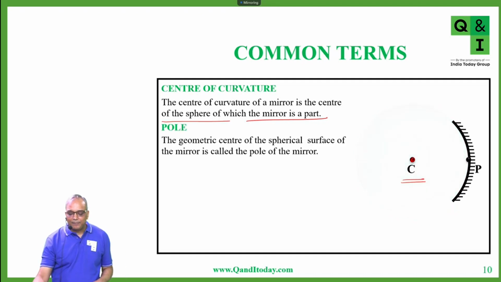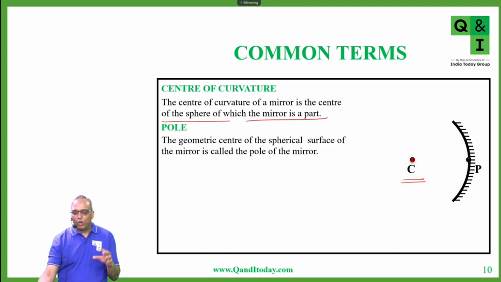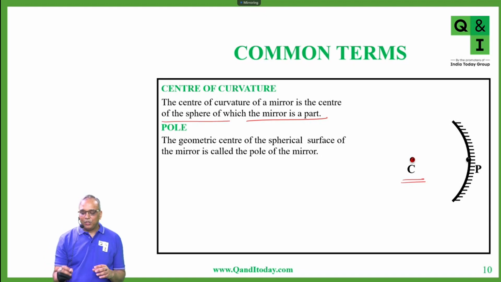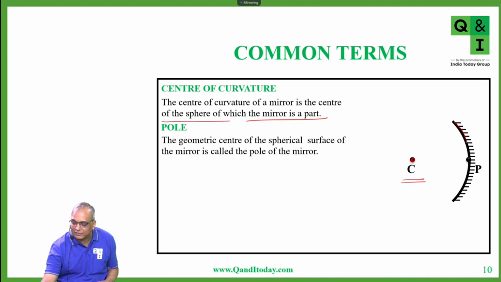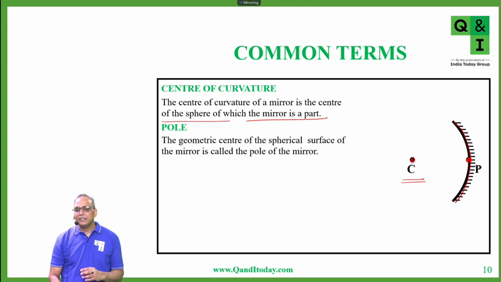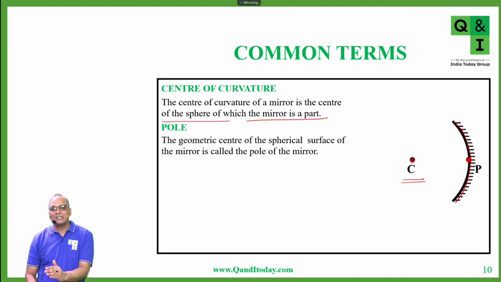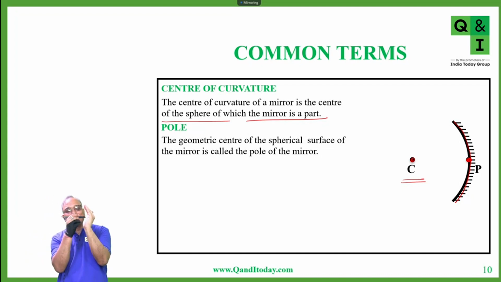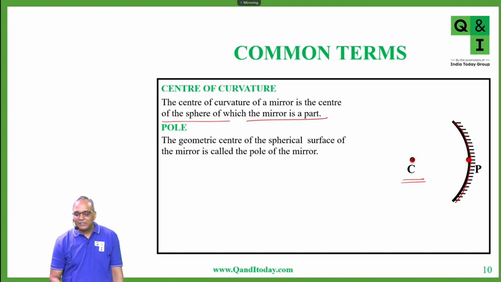Now, the second part is the pole. What is the pole of the mirror? It is the geometric center of the spherical surface of the mirror. So this is the spherical surface. The geometrical center of this spherical surface is this point, right? This is a two-dimensional figure which you are seeing. But in general, if you take your palm and stretch it like this, the center will be somewhere here, right? So the center is somewhere here, which is called the pole of the mirror. Okay. So the geometric center of the spherical surface of the mirror is called the pole of the mirror.